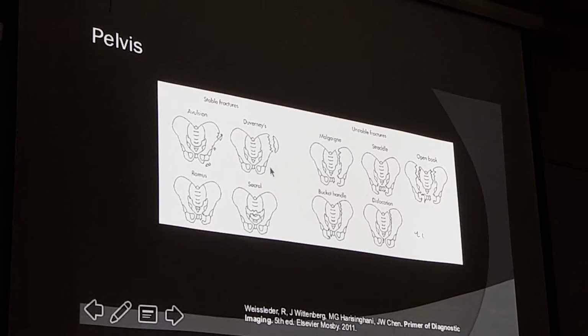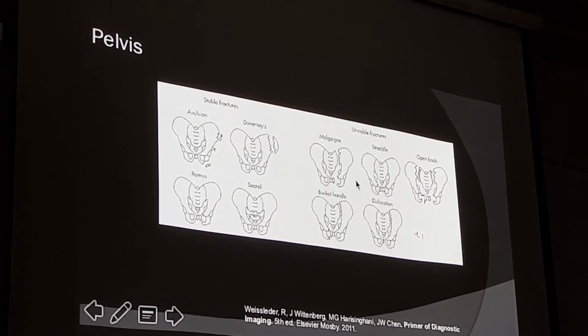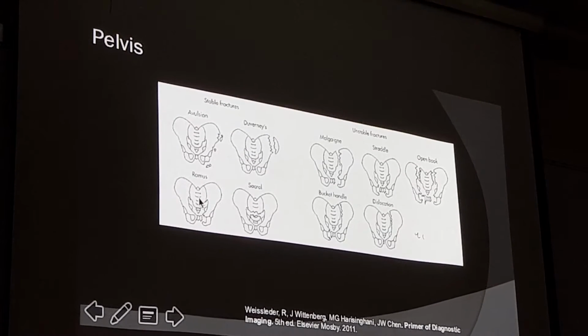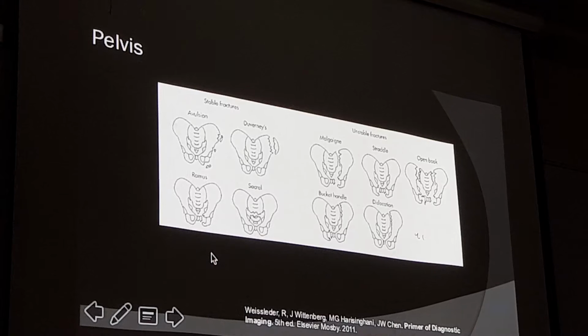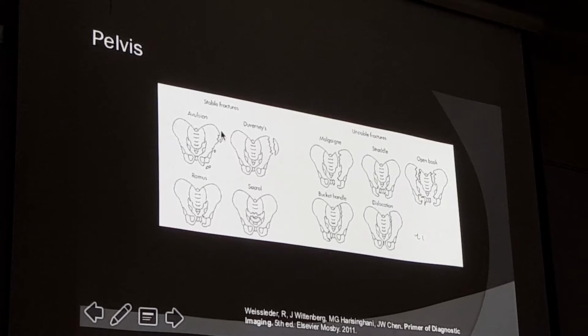You just have to know that the pelvis is a ring. So if there is disruption of that ring, then you have an unstable fracture. If the ring is not disrupted, like in this particular case, it's just an avulsion fracture of the ischium, avulsion fracture of the iliac ring. That is a stable fracture.